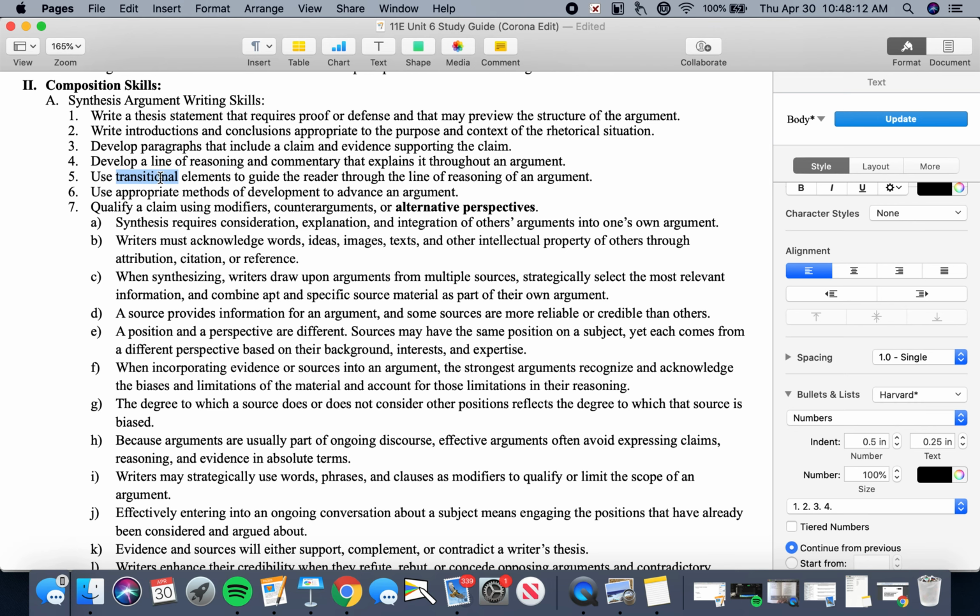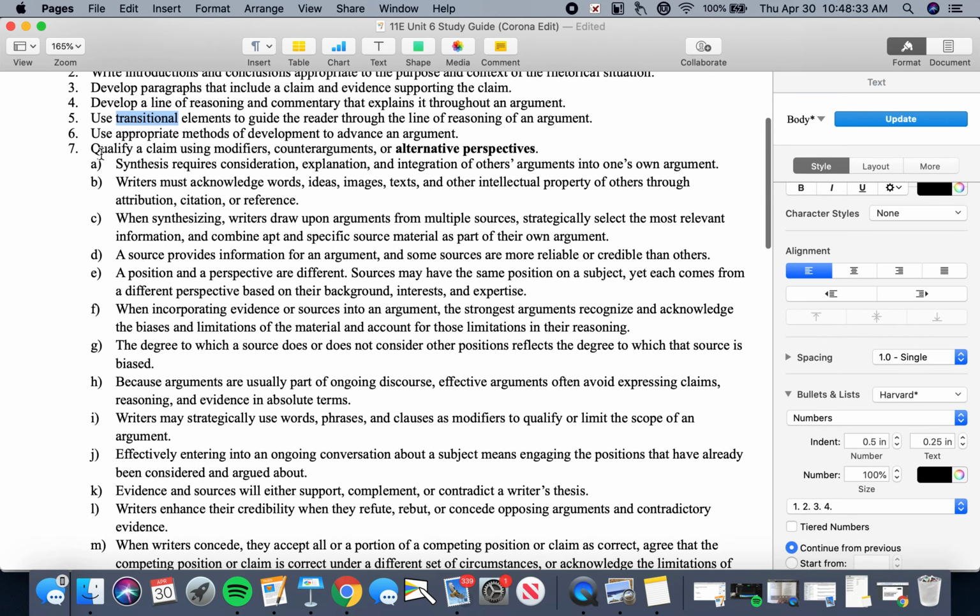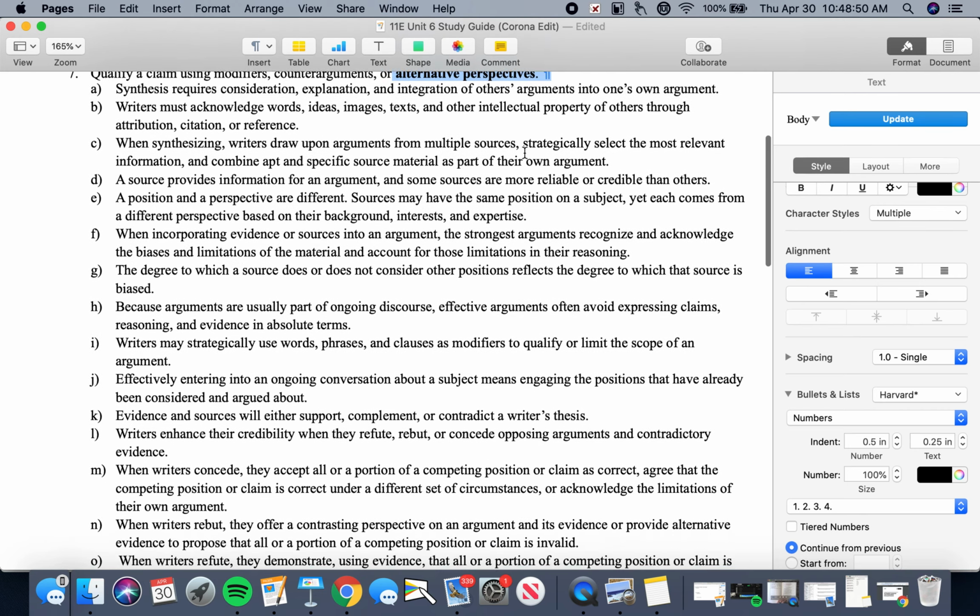Whereas it might not be part of the curriculum in, say, APUS or AP Euro, it is part of the composition curriculum, and therefore fair game for me to evaluate, assess, and to remind you that you need to do. Aside from that, one of the big focuses here is from this larger goal: to develop or qualify a claim using modifiers, counterarguments, or alternative perspectives. This point feeds into all the synthesis points that we have unpacked.